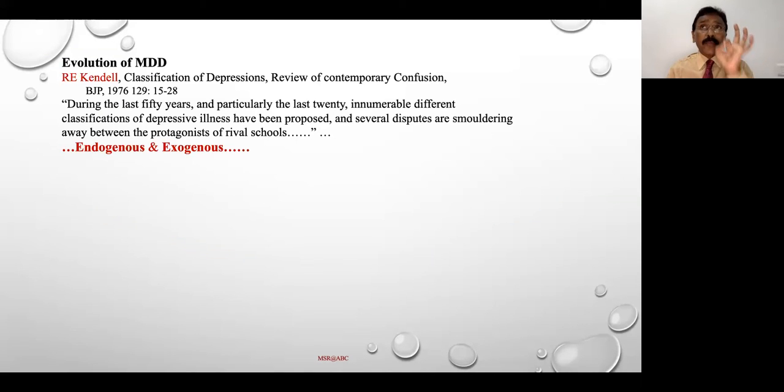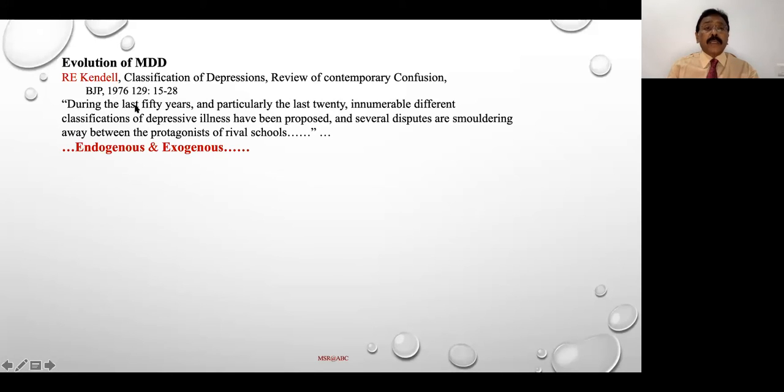Now, going to the topic, before we go to how we choose an antidepressant, once again, let us talk about major depressive disorder or major depressive episode. Very briefly, I won't take much time. This is a 1976 paper by Kendall. I think some of the seniors know that. If I remember correctly, he was the author of Companion to Psychiatry, the book. One of the very big names in mood disorders, especially depression. Kendall, Classification of Depressions: Review of Contemporary Confusion, British Journal of Psychiatry, 1976.